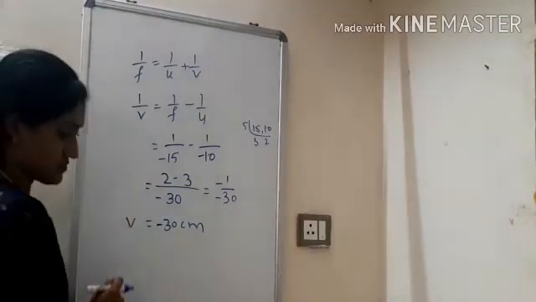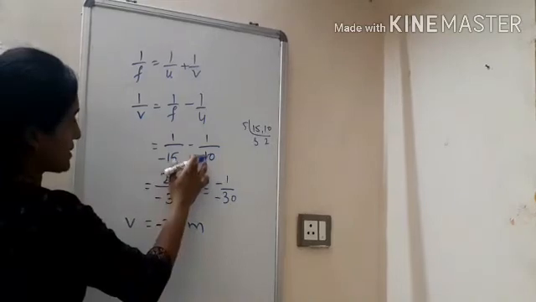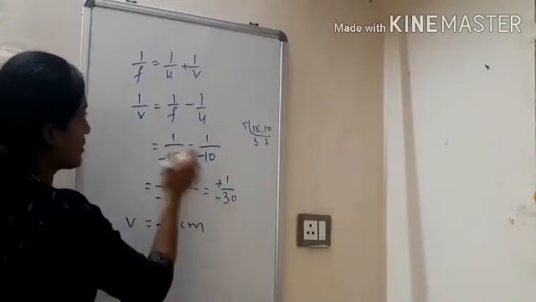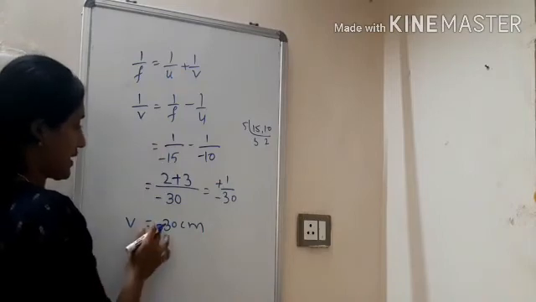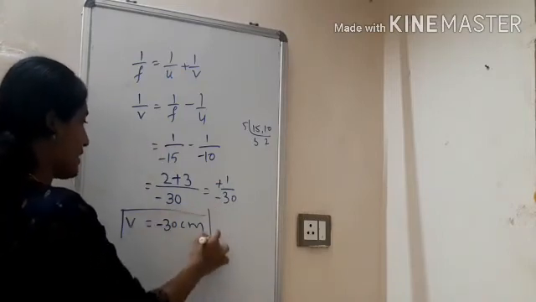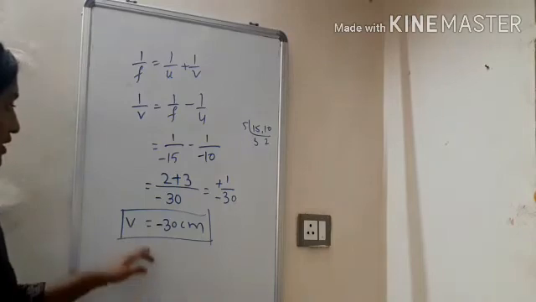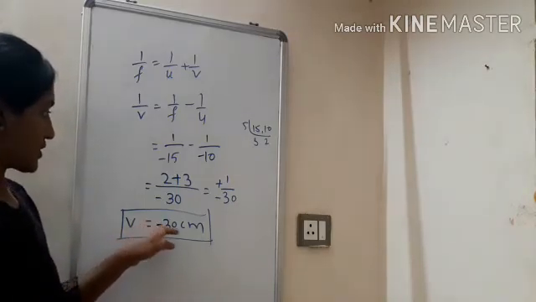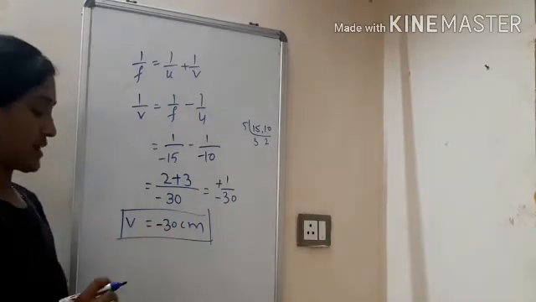Here minus into minus comes as a positive, so the reciprocal of v I take as minus 30 centimeter. The image distance will form in front of the mirror, so it is a negative 30 centimeter.